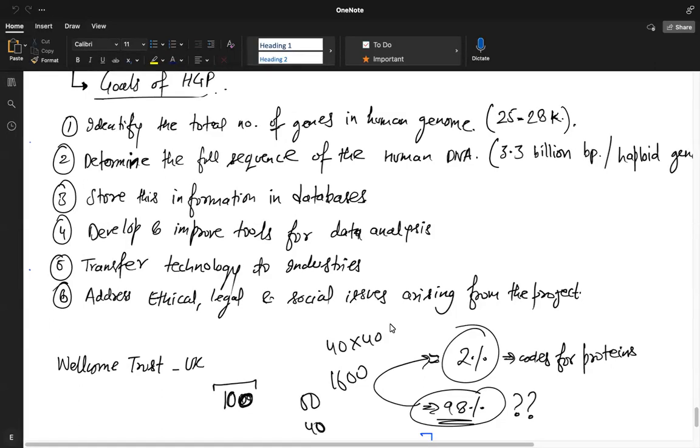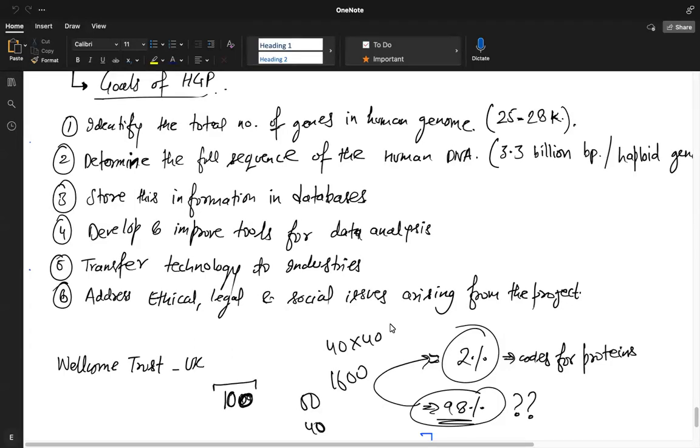So instead, if you write, identify the total number of genes in human genome, which later was found out to be 25 to 28,000. Determine the total sequence of the human DNA, which later was found out to be 3.3 billion, right? Just making sure that you know these things.